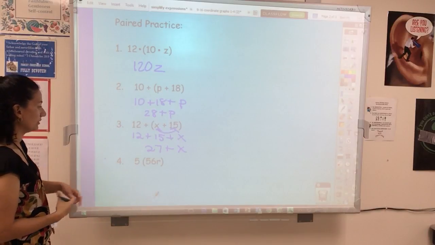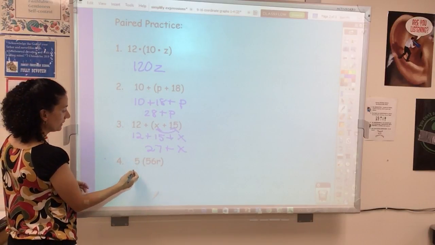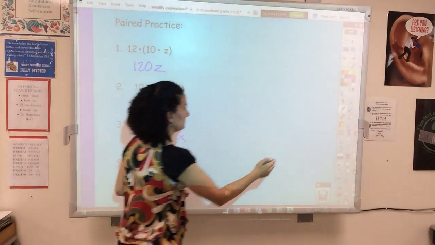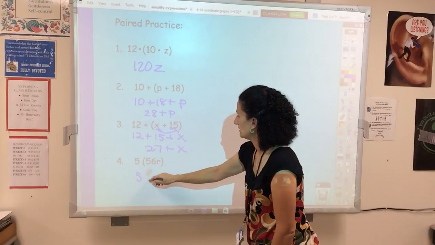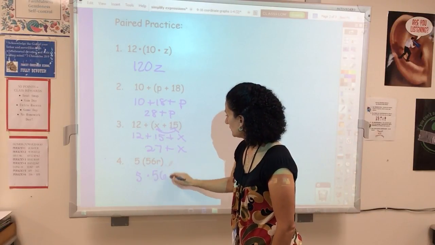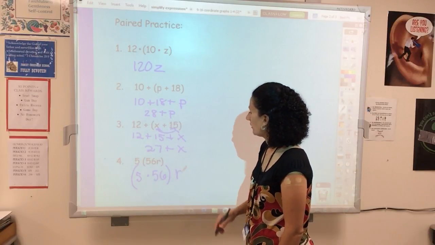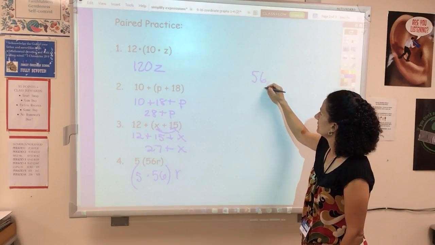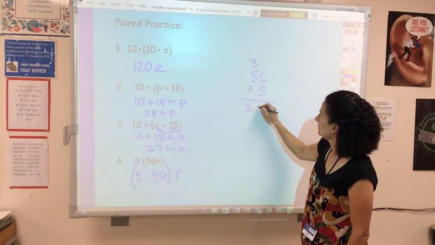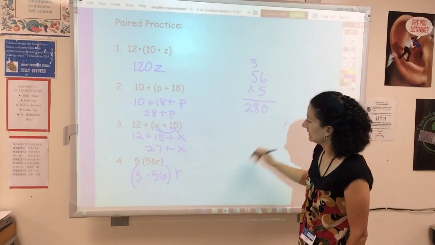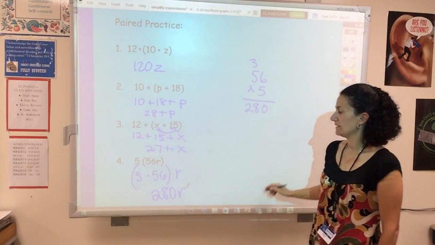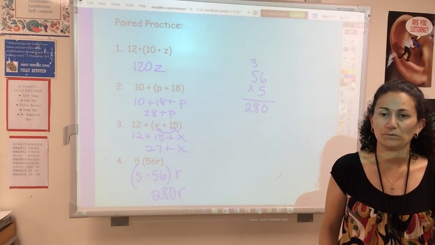This one's a tiny bit harder. I'm going to move the grouping symbols here. Put the 5 and the 56 together. 5 times 56, and then multiply by r. Just going to write that out. 56 times 5. Hopefully you already did this. And you should have got 280. So then I can put 280r, just like that. And those expressions are now simplified.